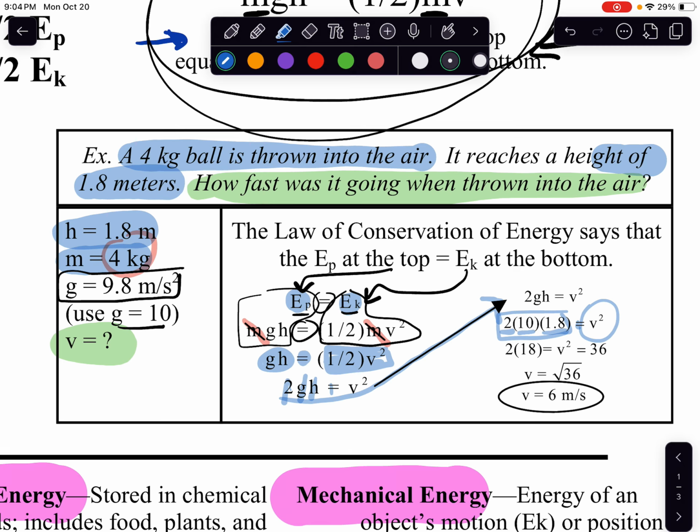So now they've taken 2 times 10 times 1.8, and they've done it in 2 steps, but 2 times 18, which is 36. Now we want v, not just v squared. So v is going to equal the square root of 36, because they basically took the square root of that already. And again, plug that in your calculator. Square root of 36 is 6, because 6 times 6 is 36.